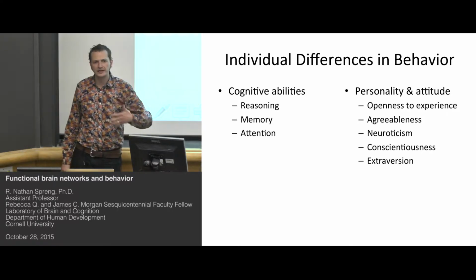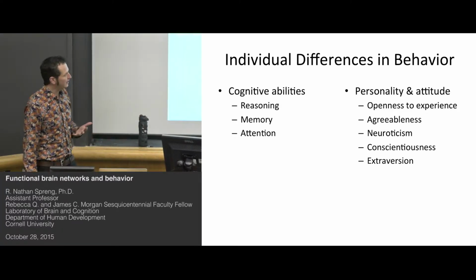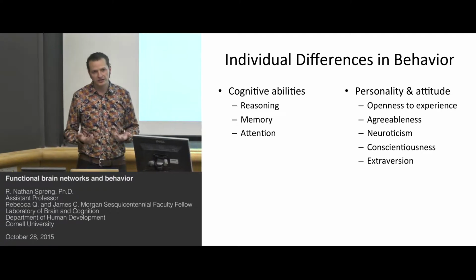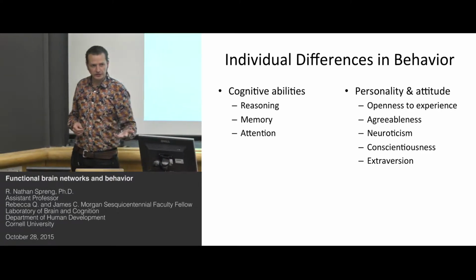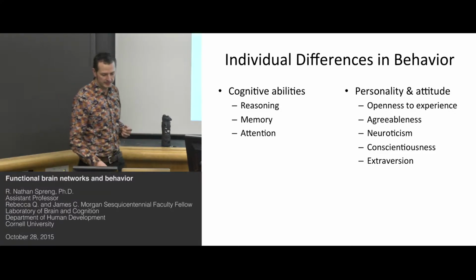And there are other personality features that we can characterize across humans, and that includes neuroticism or the degree of anxiety, conscientiousness, and also extroversion. I'm sure you're very familiar with this idea of extroversion, how outgoing people are.